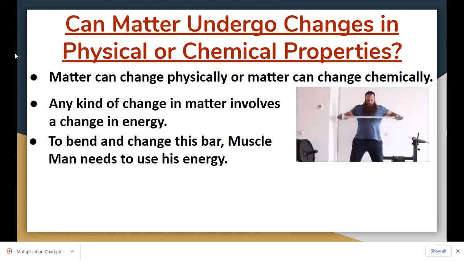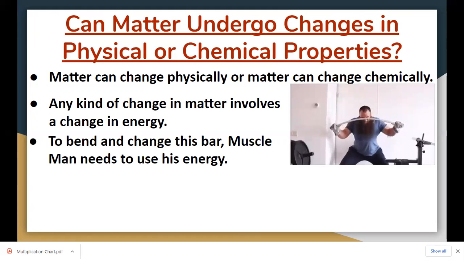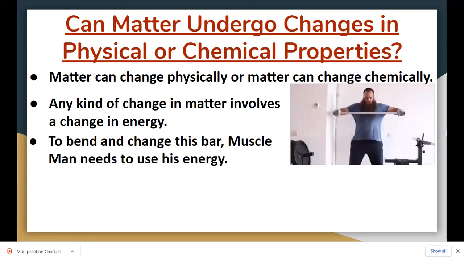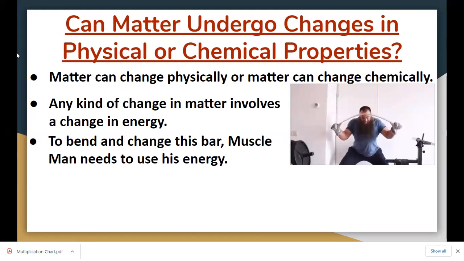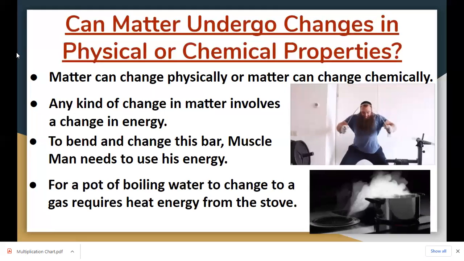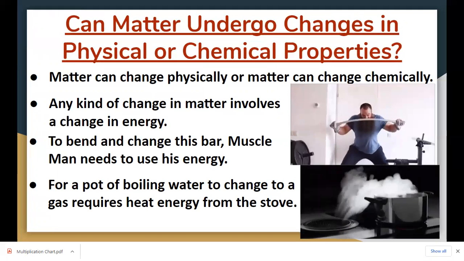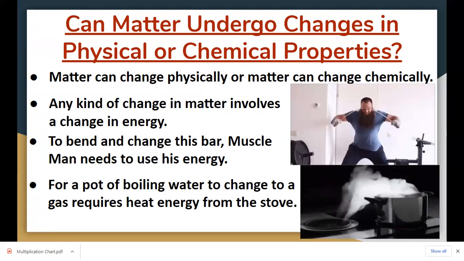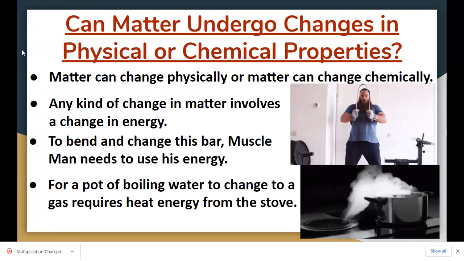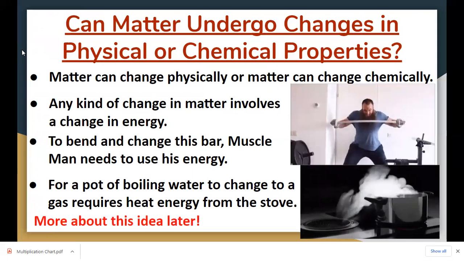To bend and change this bar here, Muscle Man needs to use his energy. He's using mechanical energy that is bending that bar, and the energy is initially coming from chemical energy in the food that he eats that is being fed to his muscles to make him bend that bar. And you can also see that a pot of boiling water requires heat energy from the stove, right, in order for it to turn into a gas. And we'll be talking more about this idea later.